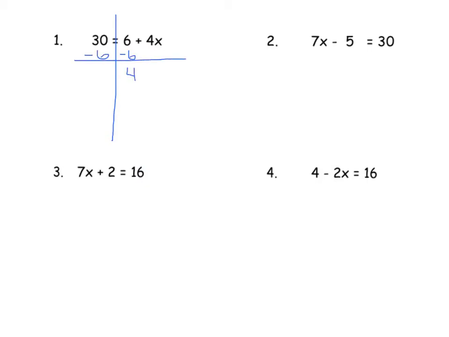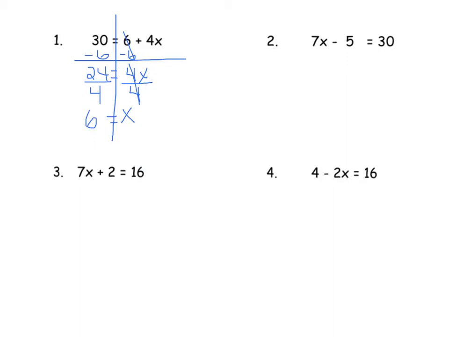So we have 4x on this side, because that cancels out, and 30 minus 6 is 24 on this side. So we got rid of the addition subtraction, we're left with the multiplication. So it's multiplied, so we have to divide. If you do it to one side, you have to do it to the other. The 4's cancel out, so you're left with x equals 24 divided by 4 is 6.